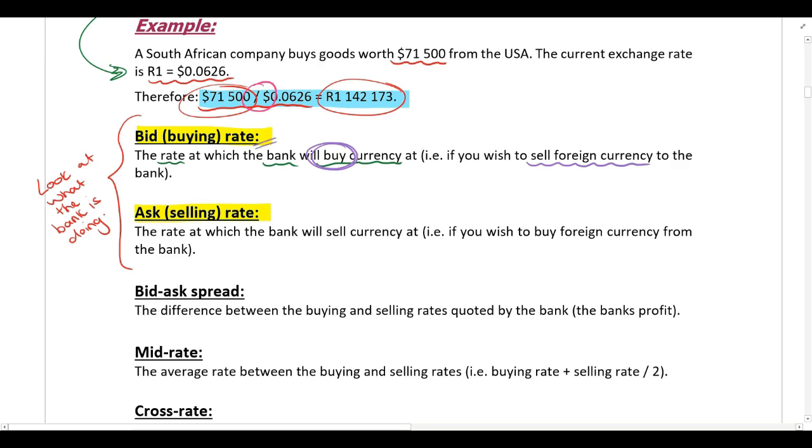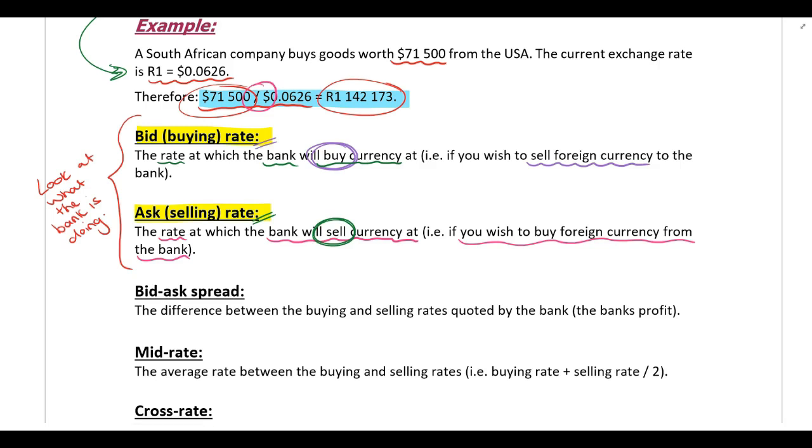On the other hand, the ask or the selling rate is the rate that the bank will sell currency at. So for example, if you're going on holiday overseas and you need foreign currency, you are going to go to the bank with rands and ask them to convert that into foreign currency for you. So the bank is going to be selling foreign currency. You are going to be buying foreign currency. But we don't look at what you're doing. We look at what the bank is doing. The bank is selling the currency. So when the bank sells the currency to you, they will do it at their ask rate.